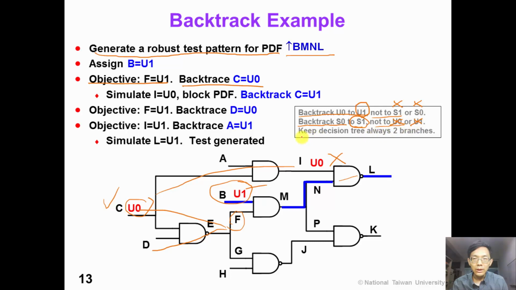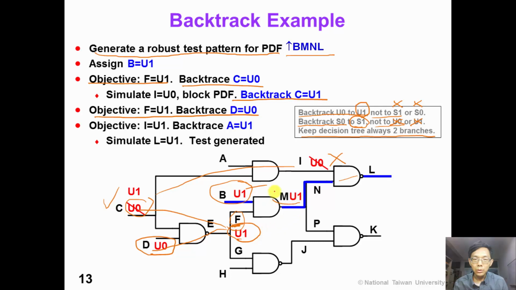This rule is to keep our decision tree always 2 branches for each node. Now we backtrack the value of C. We assign it to be U1. And our objective on F is still not achieved, so we would backtrace again. This time we backtrace to D and we assign D to be U0. This can achieve our goal.